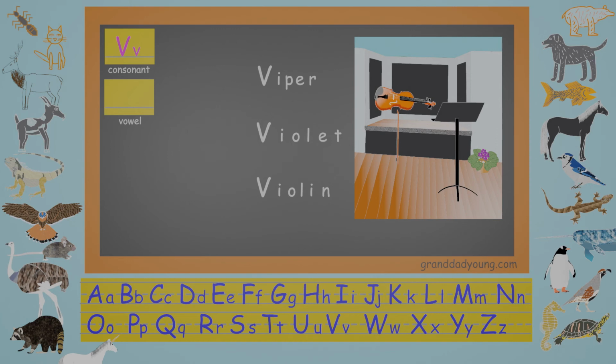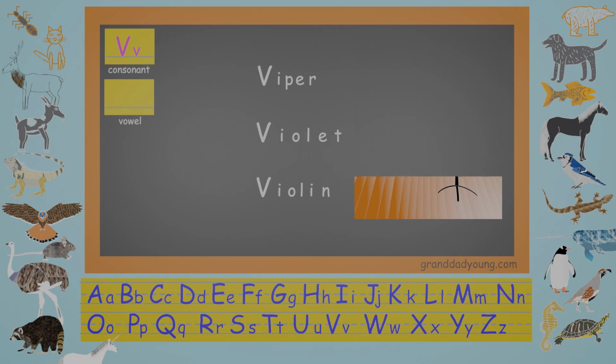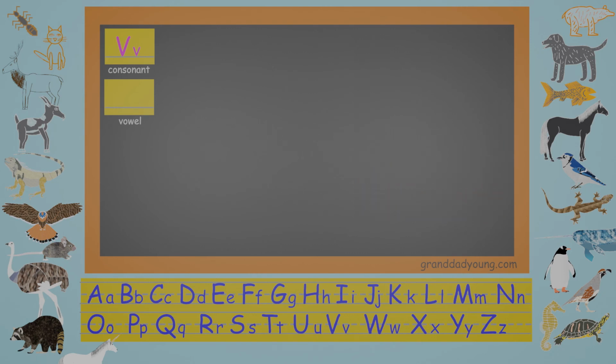What sound does the letter V represent? V. Can you say V? Very good. V, the 22nd letter of the English alphabet.